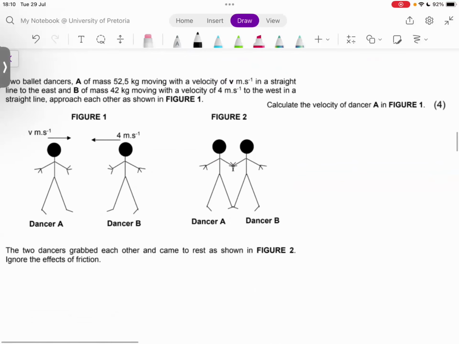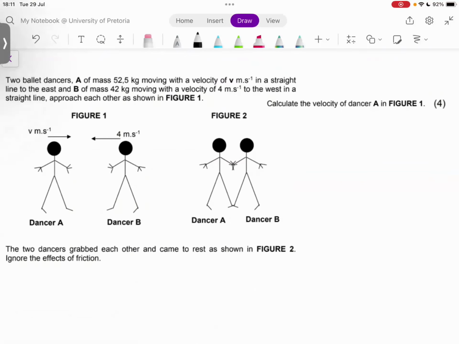Now we're going to start with the actual calculations. Two ballet dancers, A, of mass 52.5 kilograms, moving with a velocity of v meters per second in a straight line east, and B, of mass 42 kilograms, moving with a velocity of 4 meters per second to the west in a straight line, approach each other as shown in figure 1. The two dancers grabbed each other and came to rest as shown in figure 2. Ignore the effects of friction.